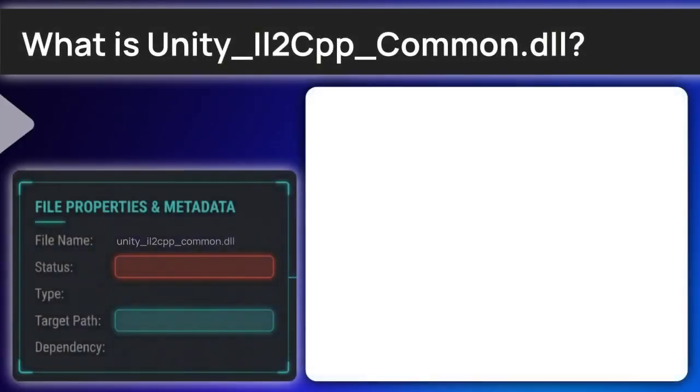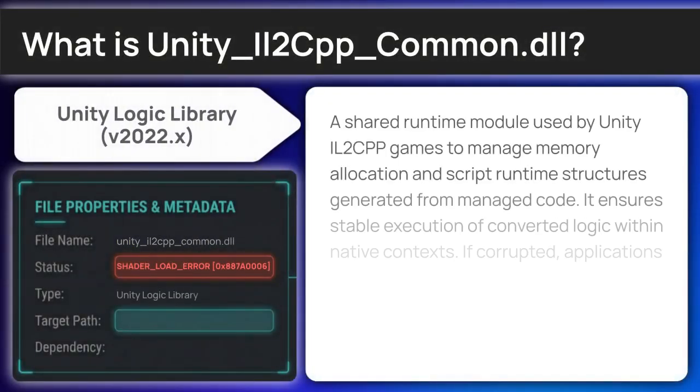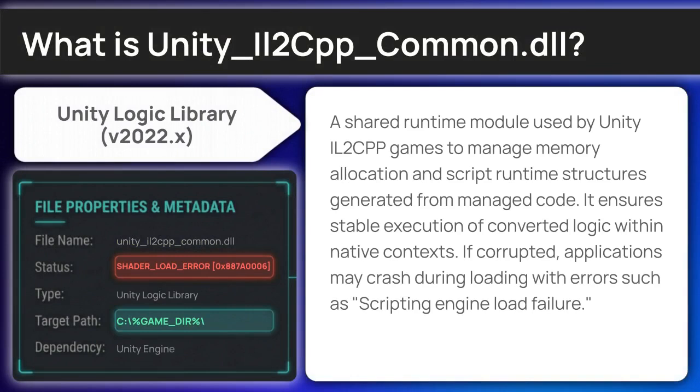This is the Unity IL2CPP Common Library, a shared runtime module used by Unity IL2CPP games to manage memory allocation and script runtime structures generated from managed code. It ensures stable execution of converted logic within native contexts. If corrupted, applications may crash during loading with errors such as scripting engine load failure.